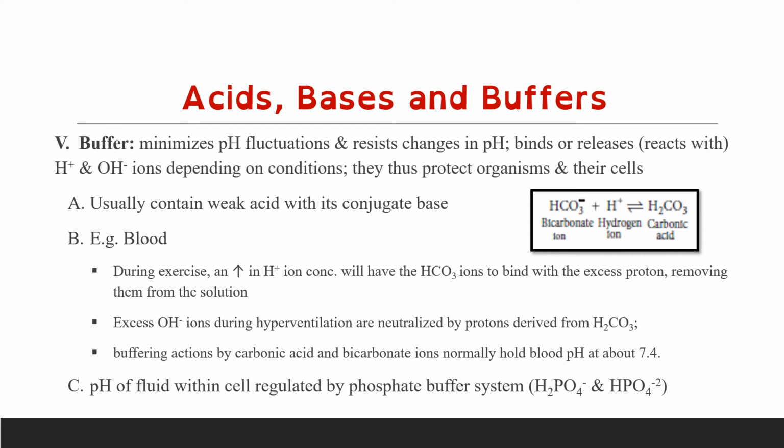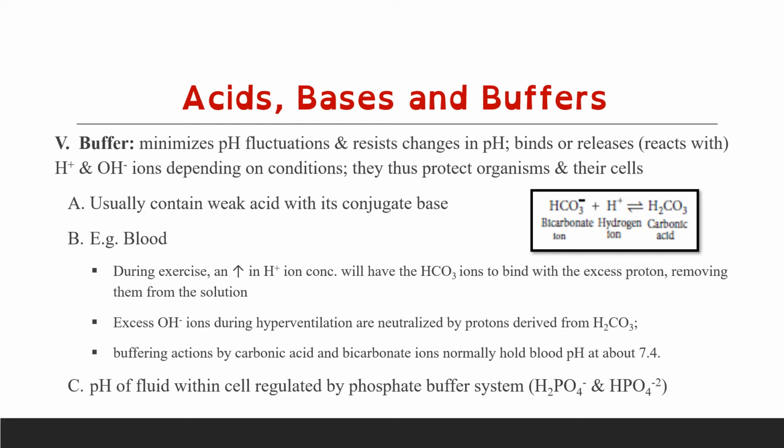Next, we have the buffer. The buffer minimizes pH fluctuations and resists changes in pH. They bind or release and react with hydrogen and hydroxide ions depending on conditions. Thus, they protect organisms and their cells. Usually, they contain a weak acid with its conjugate base. An example that we have right here is the blood.